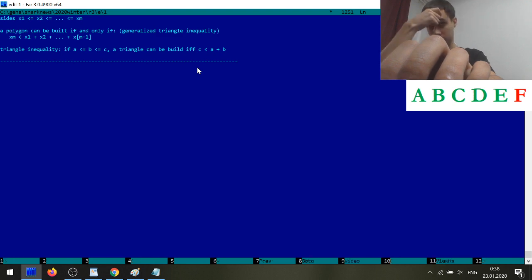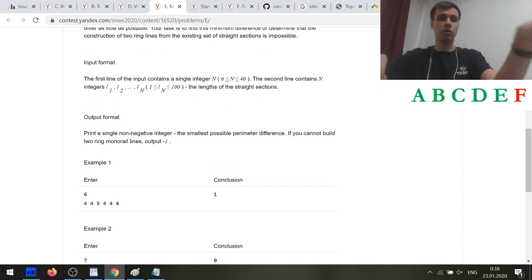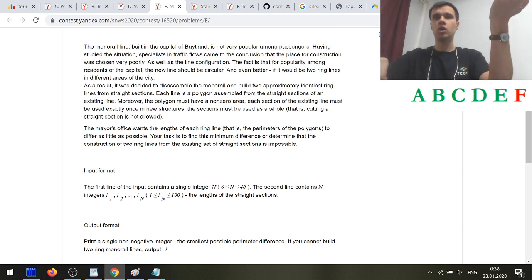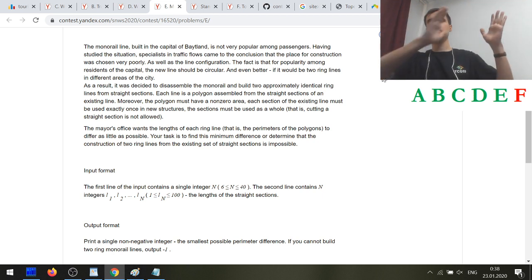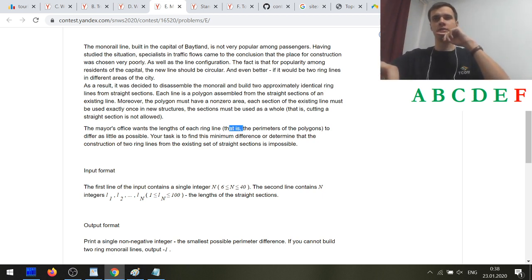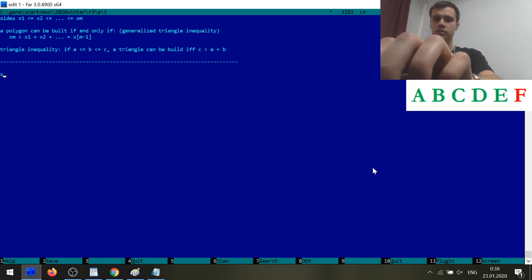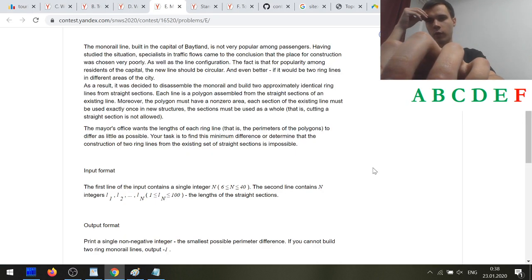And another part of the problem is, well, how do we split the set of line segments into two sets so that their perimeters, their sums of lengths, are as close as possible. And for example, let's forget for a while that we have to be able to build a polygon. Let's just split the set into two subsets which have totals as close as possible. But we don't have to build a polygon from each subset. Let's solve a problem like this.